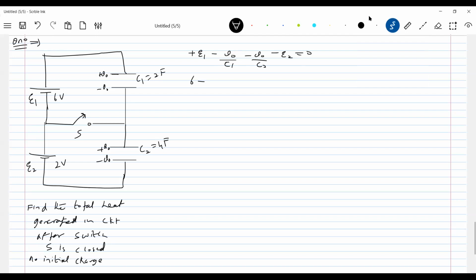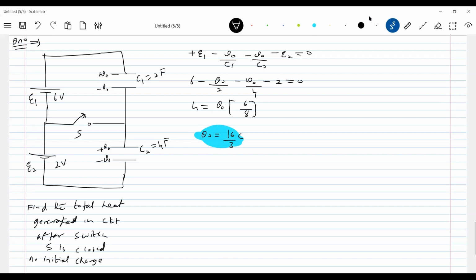E1 is 6, Q naught 2, Q naught 4 minus 2 equals 0. So this will be 4, Q naught 6 by 8. 32 by 6, 16 by 3 coulombs. Keep it here. So there's one data. Now let's close the switch.